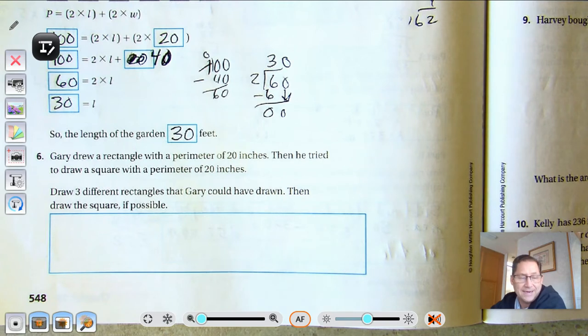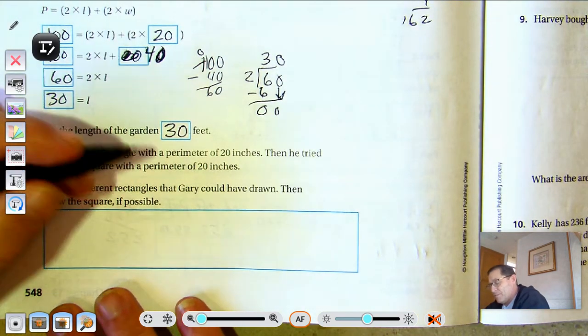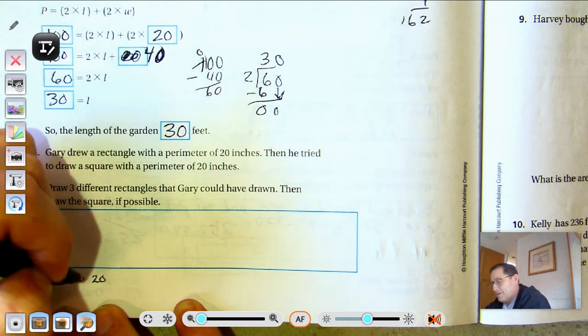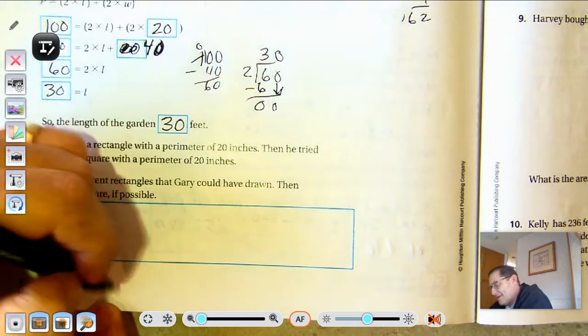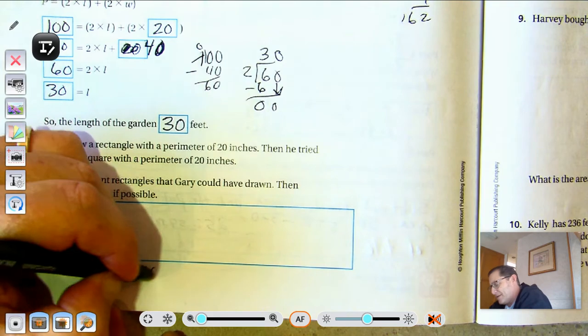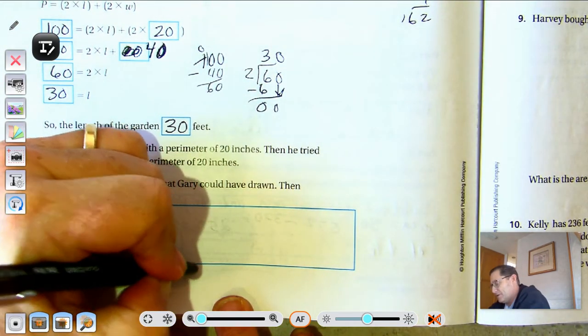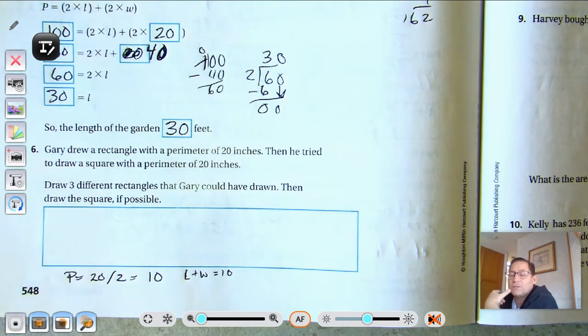Well, what do you think, guys? Well, let's see. A perimeter of 20. So that would mean that if I divide that by 2, the length plus the width has to equal 10. So what are some combinations that could add up to 10?